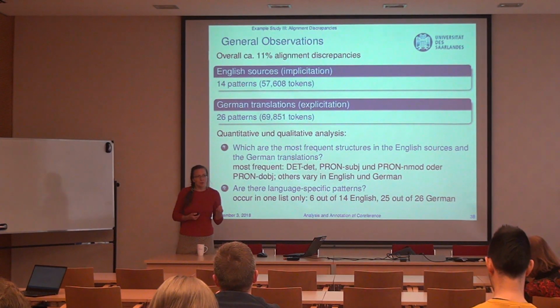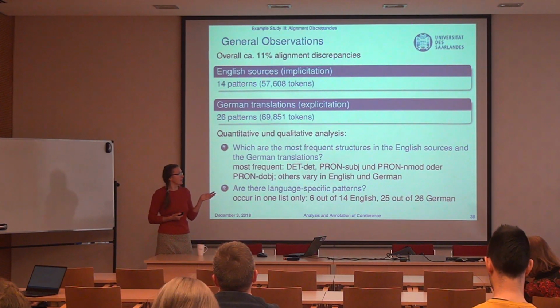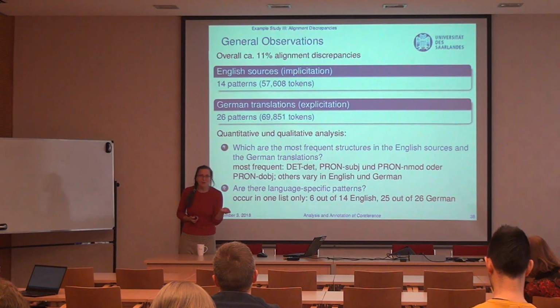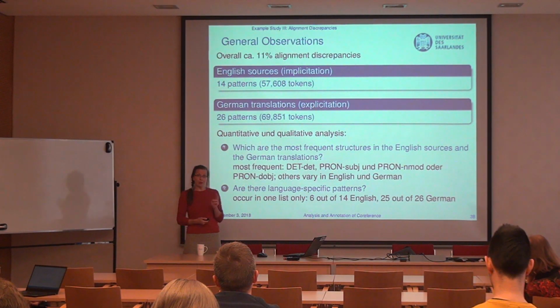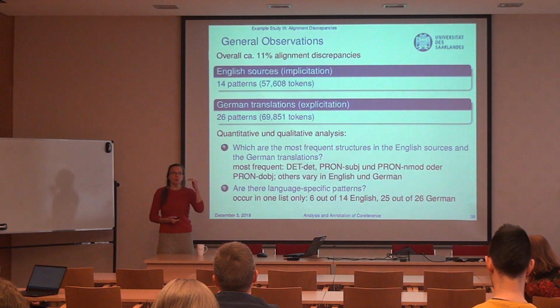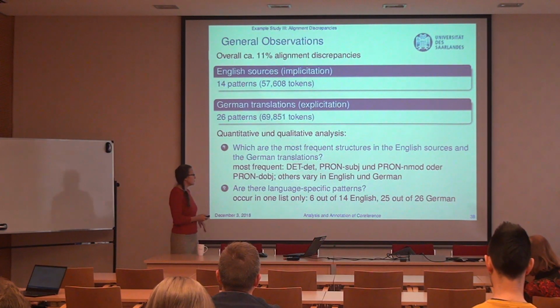Do we have any language-specific patterns which occur on the German side only or in the English side only? Maybe it's a wrong formulation, let's say translation-specific, target-specific and source-specific patterns. And what we found out, well, a number of most frequent structures actually occur in both languages. So the most frequent ones do occur on both sides, but there are less frequent ones that occur either in the target or in the source.